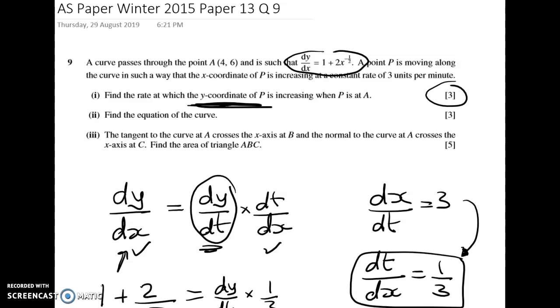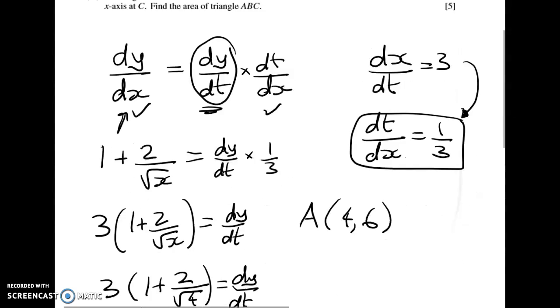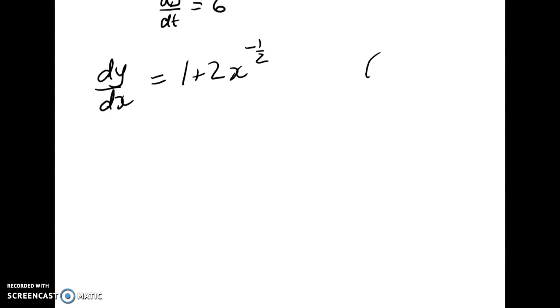Now we have to find the equation of the curve, and this is just a straightforward integration question. So we're starting with dy by dx is equal to 1 plus 2x to the power of negative 1/2, and we know that 4, 6 is on the curve.